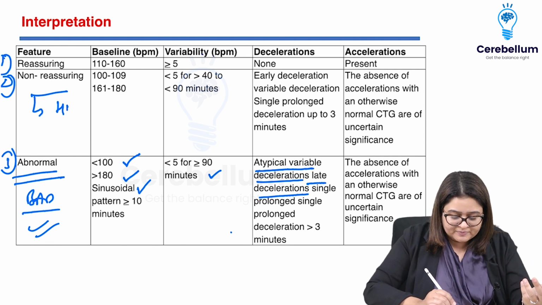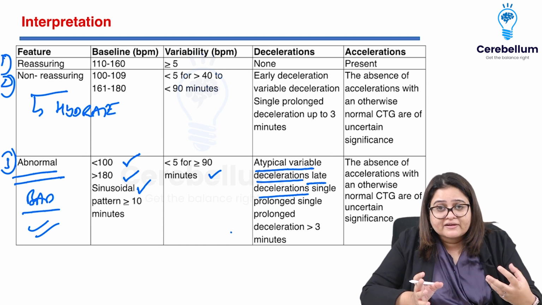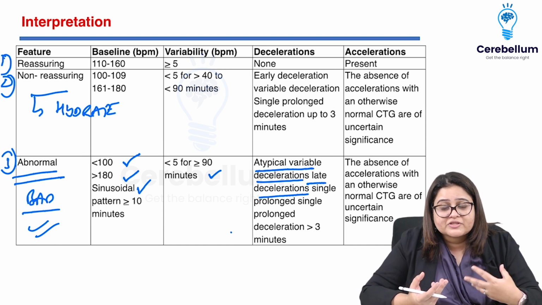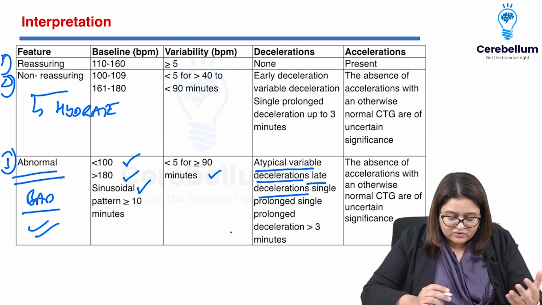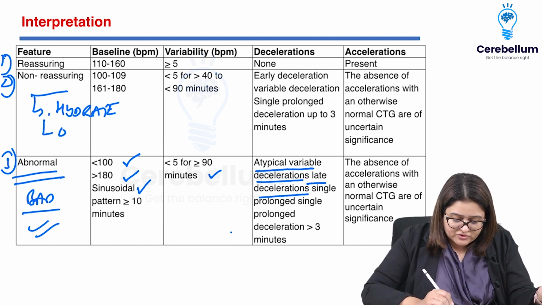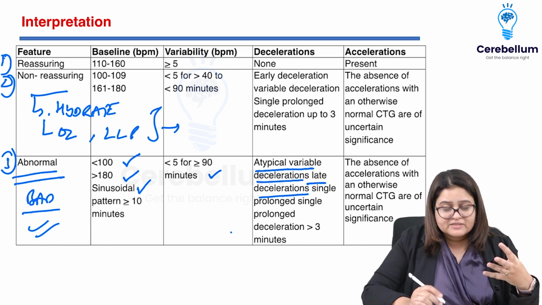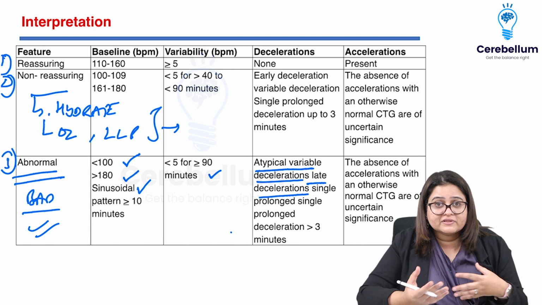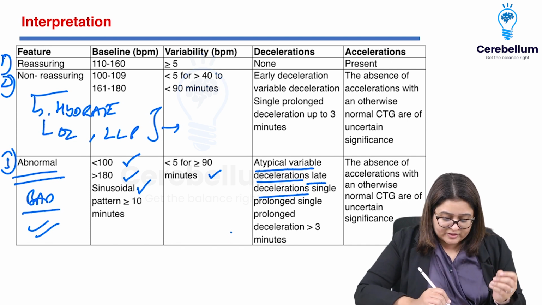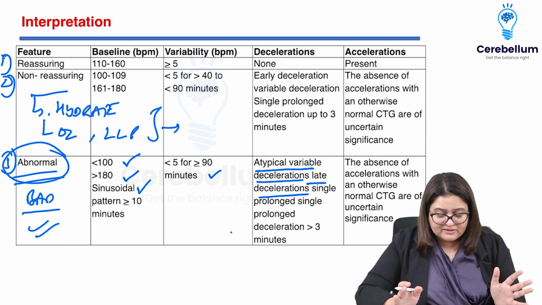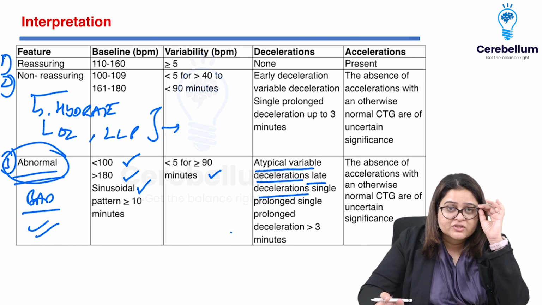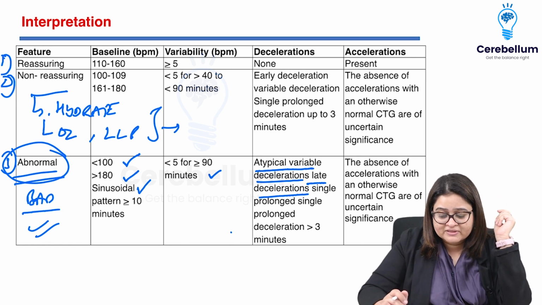We hydrate the patient. We check for any abnormal factors, maybe cephalopelvic disproportion, or we give oxygen to the mother and we make her lie in the left lateral position, and this may help improve the CTG. But an abnormal CTG is bad and we need to take urgent action and deliver this baby.